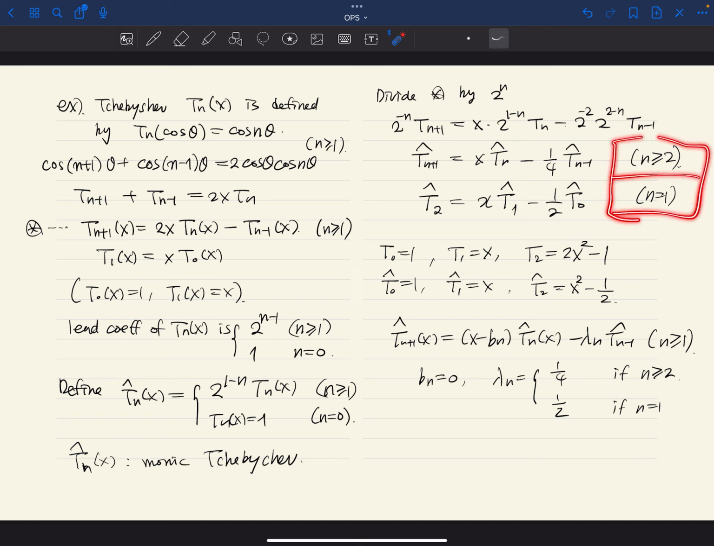I was not very accurate about these indices, but it's a simple thing to fix. I might have done something wrong there, but you got the idea, okay?